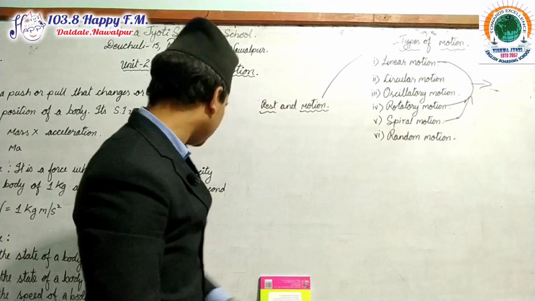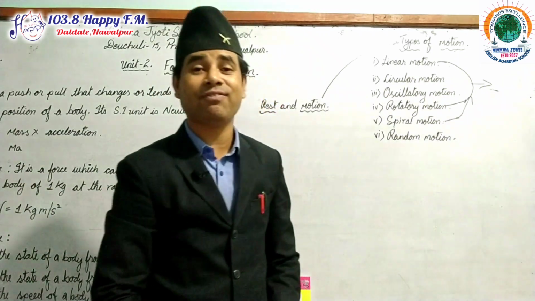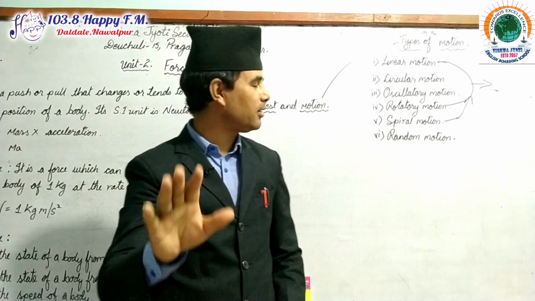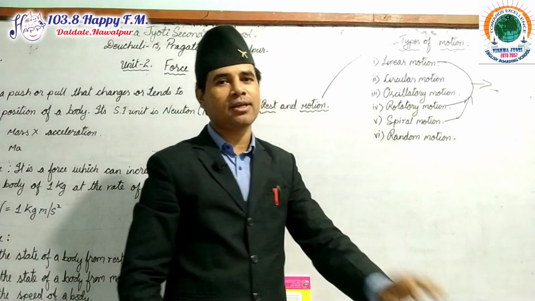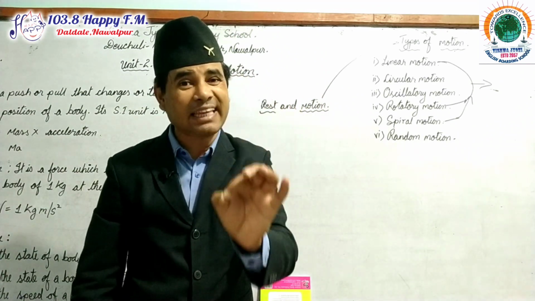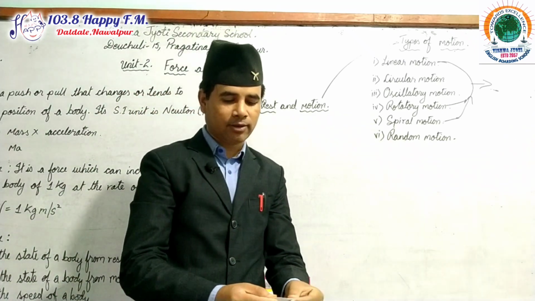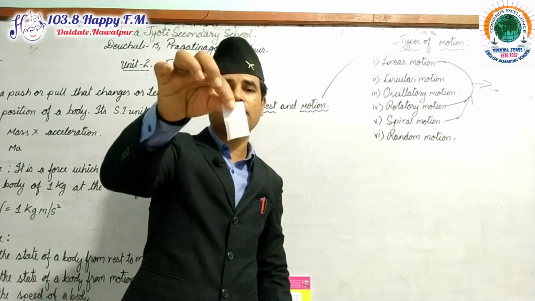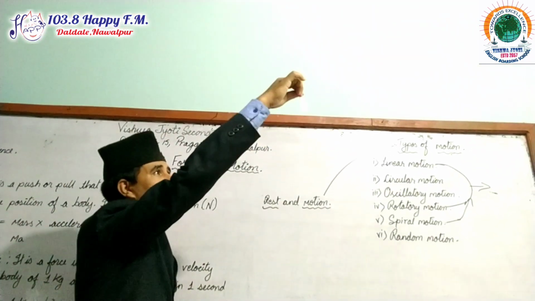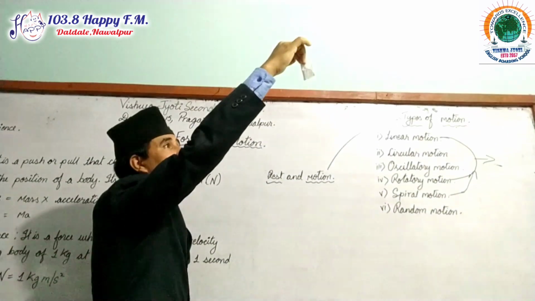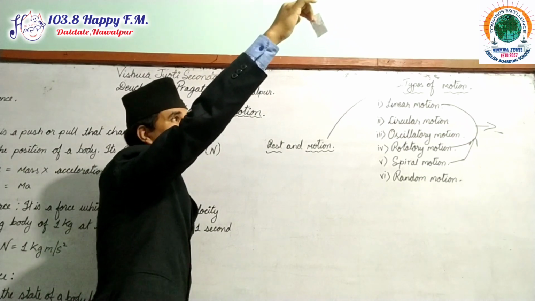Now the last one, my dear students, random motion. Random motion means those motions which do not have any fixed direction. It is very easy and simple to understand. For an example, I would like to demonstrate with the help of a piece of paper. Observe this paper very nicely. As I am going to throw it from up, look, I am going to leave this one. This is an example of random motion.